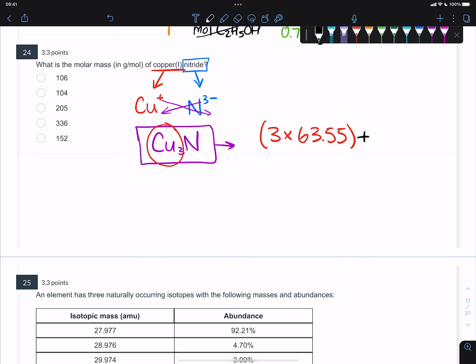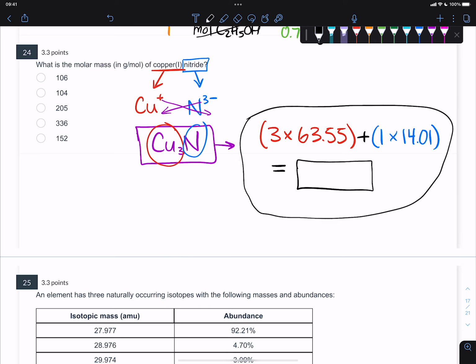We're going to add to that. Don't forget that there's nitrogen, but there's only 1, and a single nitrogen has a molar mass of 14.01, basically. And you're going to do your math here, and you're going to get a number. So this is the math that you do to get molar mass. The number times the actual mass of a single one plus the number times the actual mass of the other one, and you keep going until you're done.